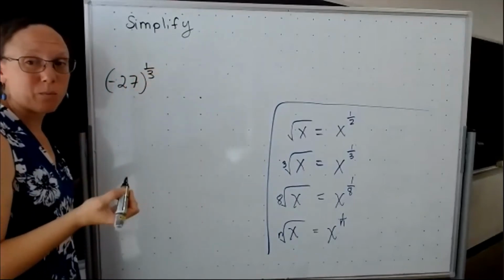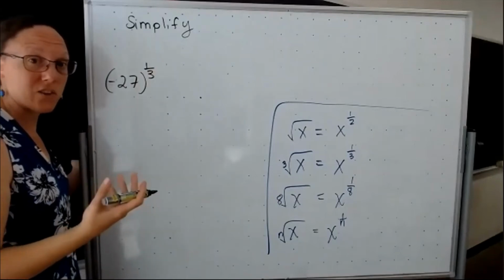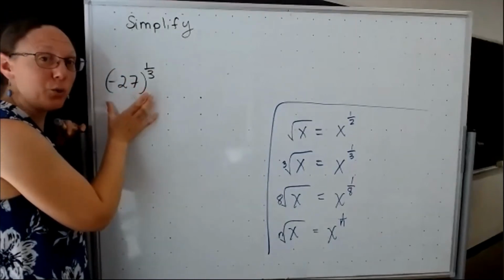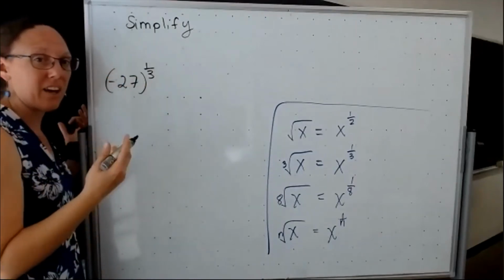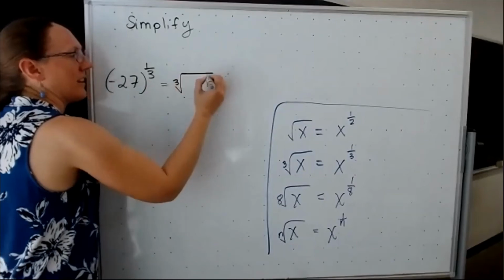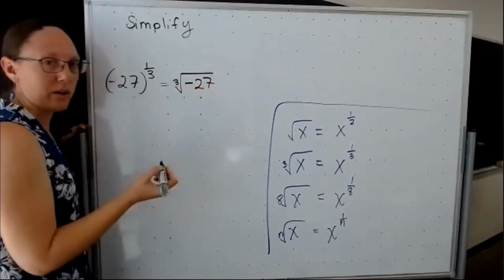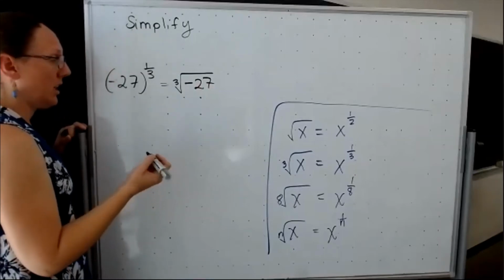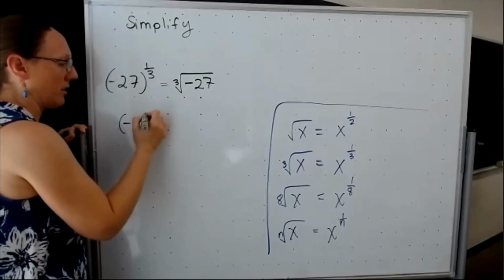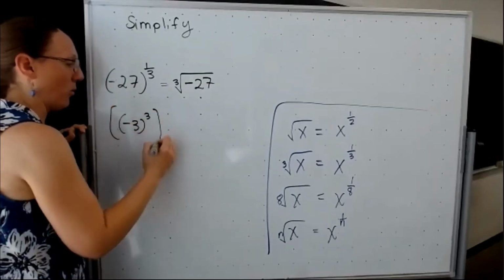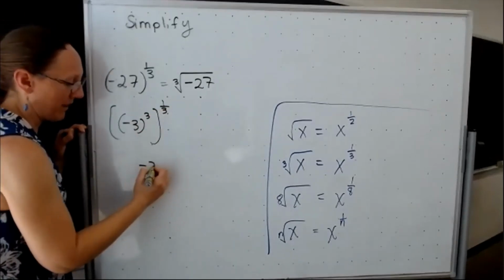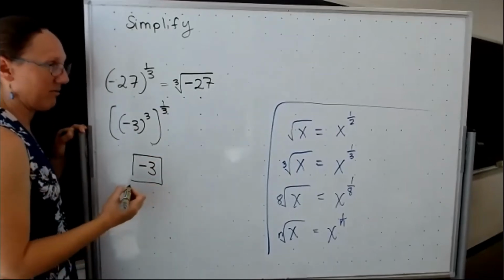Now sometimes the problem is just going to start with a fraction exponent, and that's totally fine. So we have options here. You can choose to see that and immediately think, oh, I don't really like fraction exponents. I'm going to choose to turn that into the cube root of -27. Totally fine. You might also look at this and say, oh, well, -27 is really -3 cubed. And then that whole thing is to the 1/3 power. 3 times 1/3 is 1. My final answer is -3.